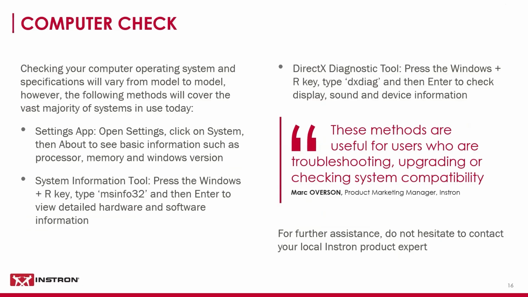Additionally, checking your computer, you can go onto any type of search browser nowadays, and you can type in, what is my system settings and functionality. It's very, very easy to check your operating system and PC. There are some methods described on the screen where you can go into settings, open your settings, click about and see basic information. Okay. But for further assistance, again, do not hesitate to contact us. Okay.